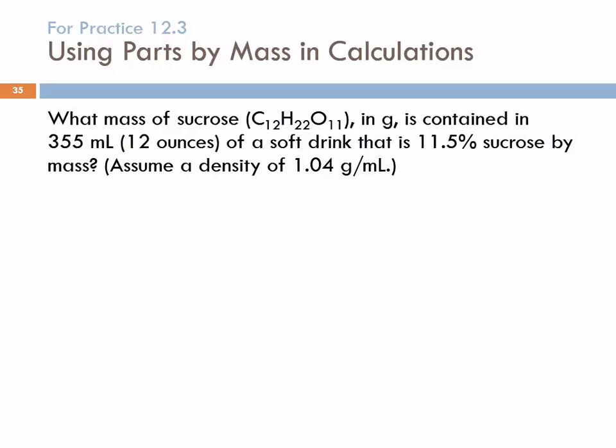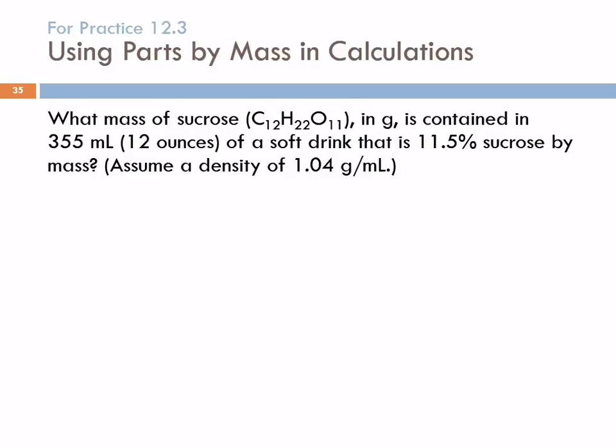Okay, so let's do a problem. What mass of sucrose in grams is contained in 355 milliliters of a soft drink that is 11.5% sucrose by mass? Assume a density of 1.04 grams per milliliter. Problems like this end up being dimensional analysis problems. It's just a matter of unit conversions.